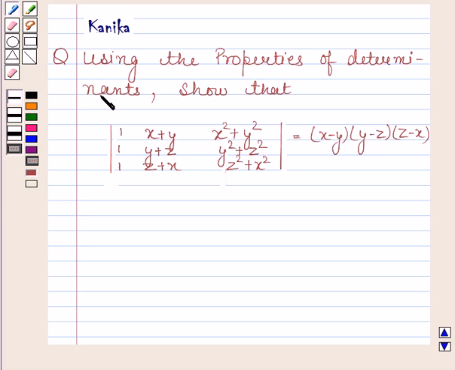The question says, using the properties of determinant, show that this determinant is equal to x minus y into y minus z into z minus x. Let us now begin with the solution.